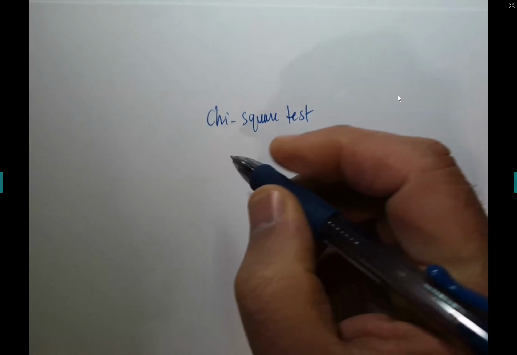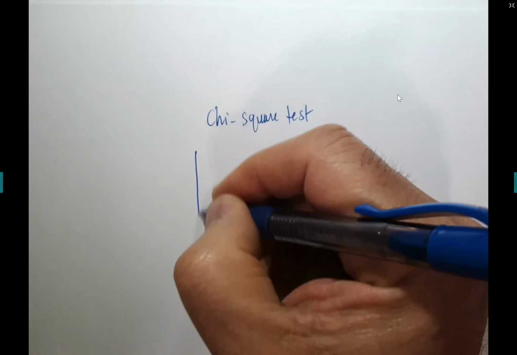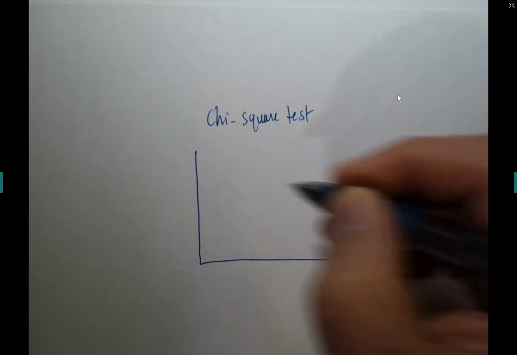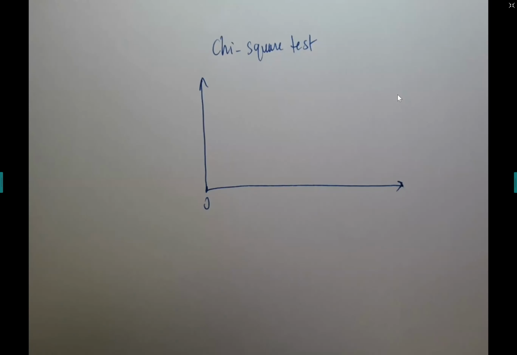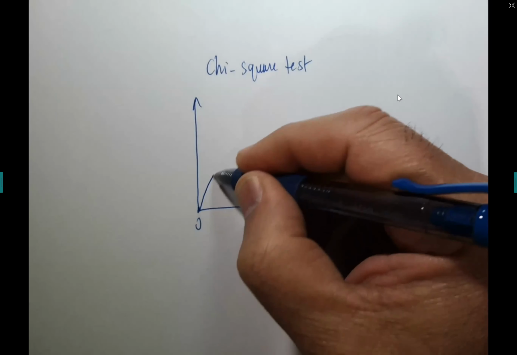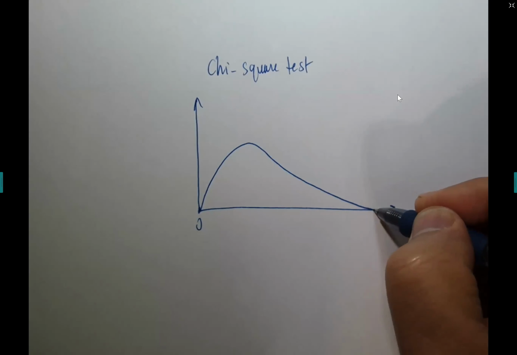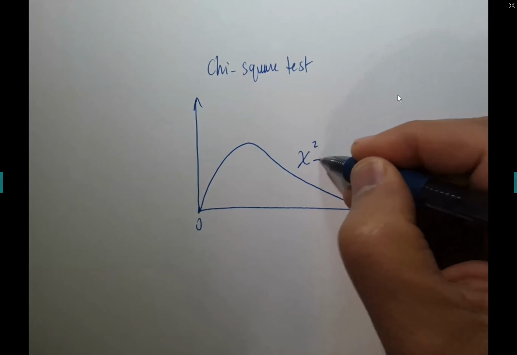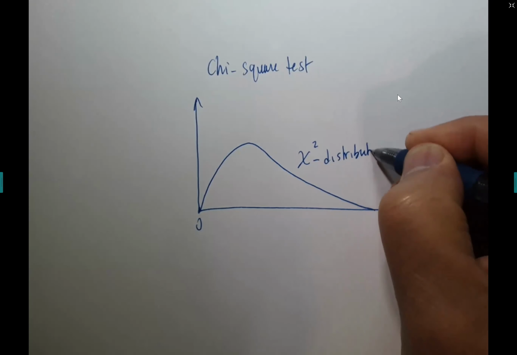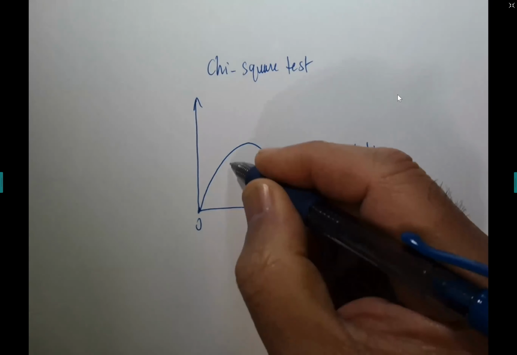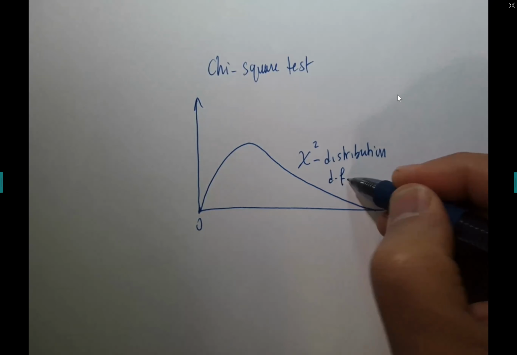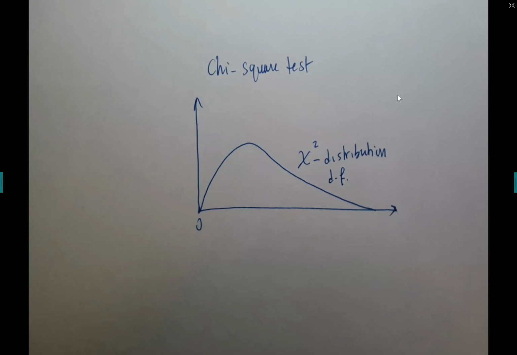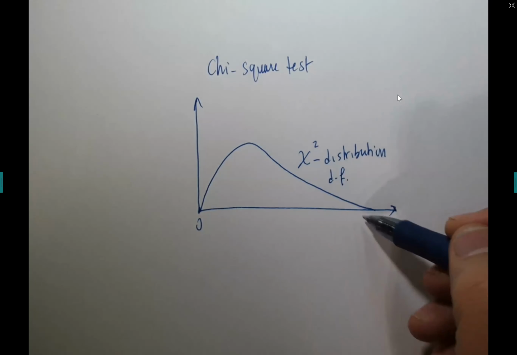The chi-square distribution looks like this. It's positive. It can never be below 0, so it's always greater than 0. And it is always skewed to the right. This is called the chi-square distribution. It is always a right-tailed test, and it has degrees of freedom, which we will learn about in a little bit. The total area under the curve is always 100%.